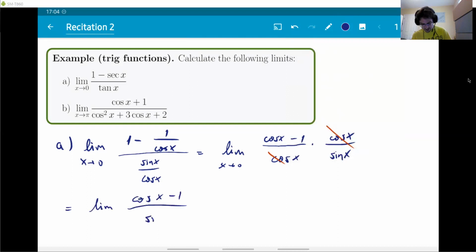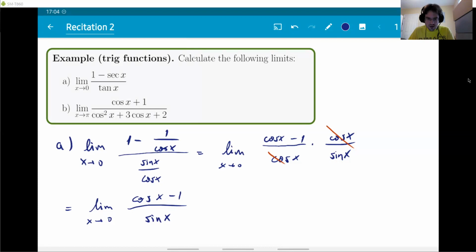over sine x. And now that a simplification happened, you should try to check whether the thing that we have is actually computable by plugging in 0. And unfortunately, you'll see that it's not. Sine of x is still giving you a 0. Sine of 0 is a 0. So we still need to simplify this in some way.